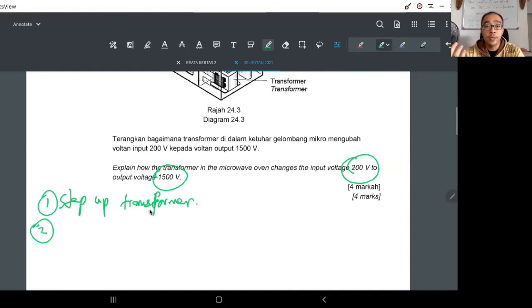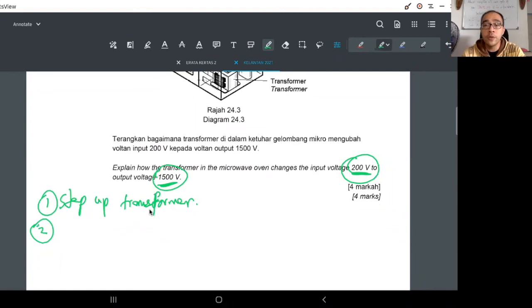Number two, of course, is the working principle of a transformer. I think we did a video on this. Because we're running out of time, I'm just going to tell you to make sure that you mention that it is a step-up transformer because of the 200 volts to 1500 volts.